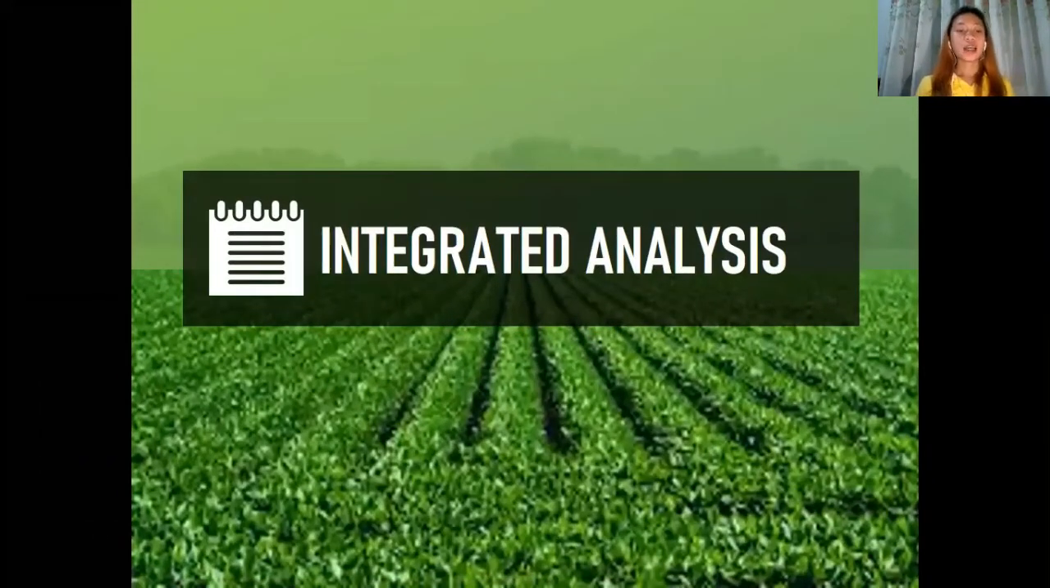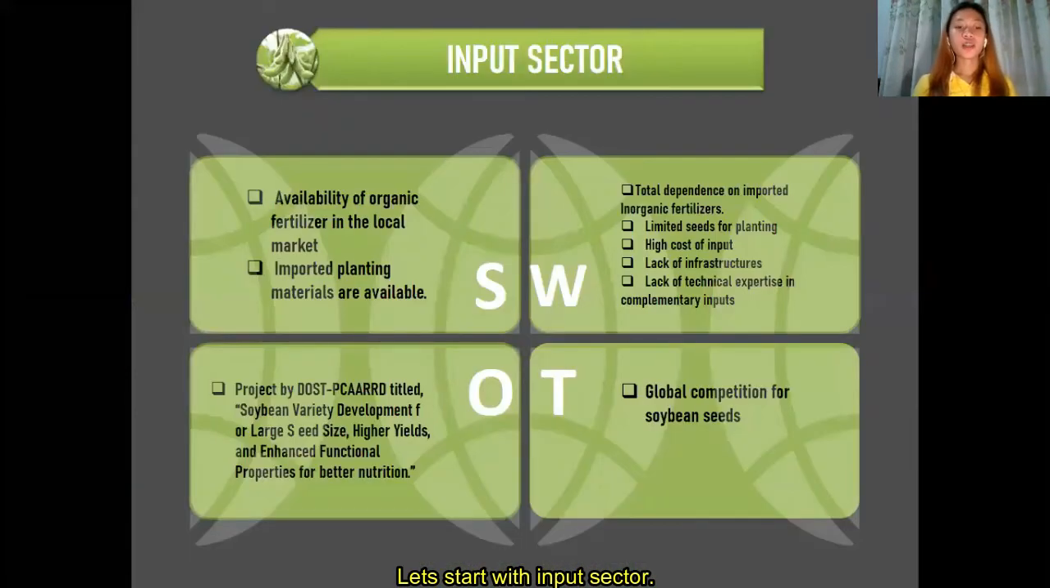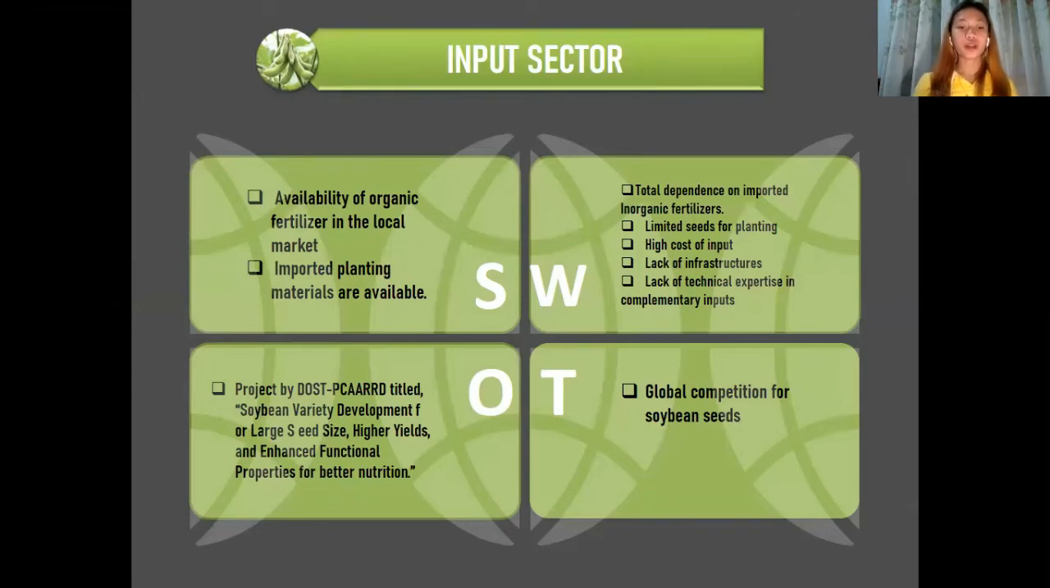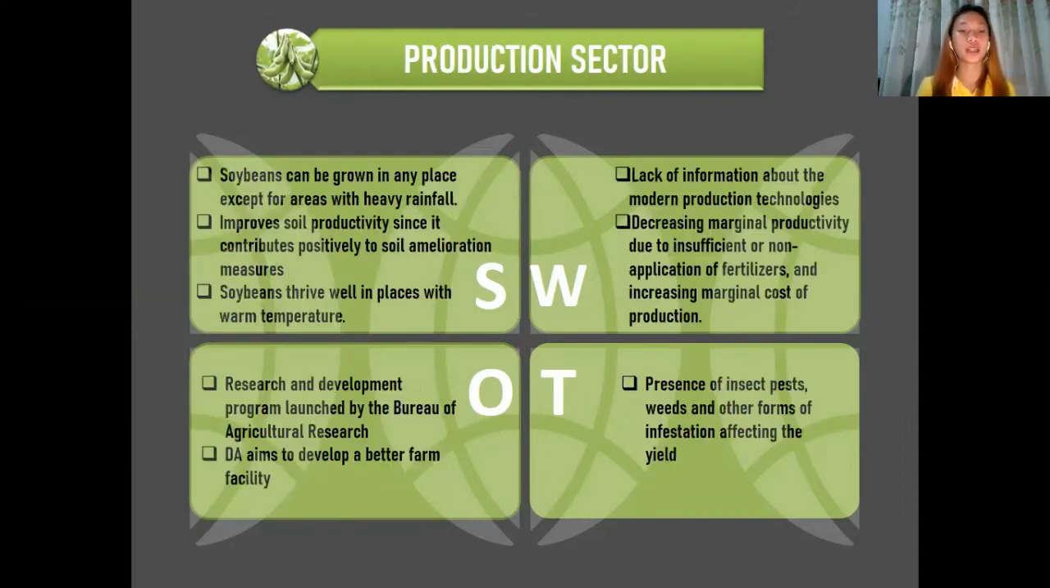Integrated analysis. This includes the strengths, weaknesses, opportunities, and threats of the input, farm, processing, marketing, and support sectors. Let's start with the input sector. The availability of imported input materials is one of the strengths of the sector. As part of weakness, there are limited seeds for planting. For opportunities, the DOST PCCARD has developed a project for better soybean production. Lastly, global competition for soybean seeds is the threat faced by the input sector.